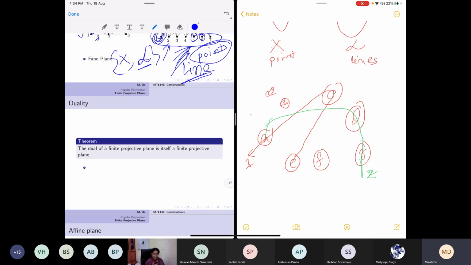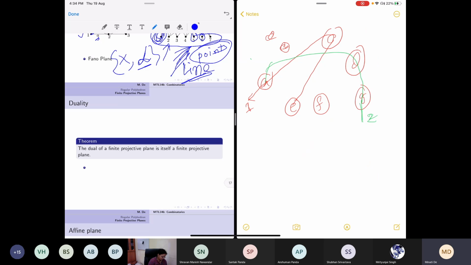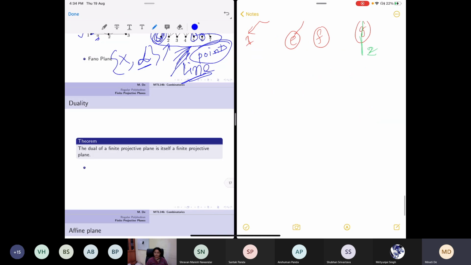But the claim is, if you just take one dual, right, you just perform this operation once only, then also whatever set system you are going to obtain is again going to be one finite positive plane. Okay. Now the question is, why is it so? Can you prove this property? This is a true thing. I am not bluffing you. First of all, the properties must hold.